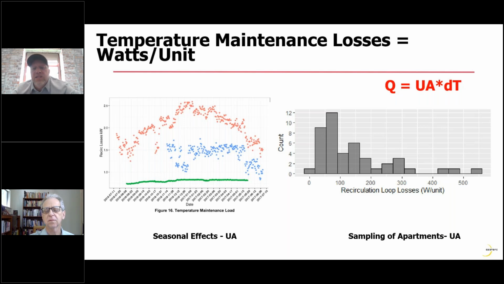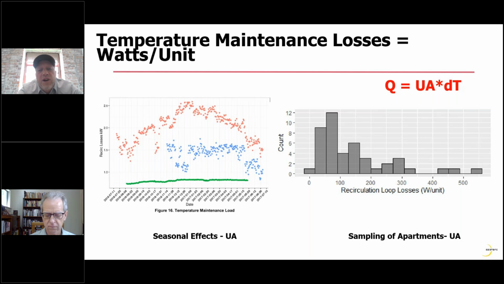The chart on the right was a sampling of temperature maintenance losses in an apartment. We've coined a term called watts per unit as a loss. So your total piping UA times the delta T across there would give you the heat loss rate out, and then that's divided by the number of apartments. If you look at this cumulative distribution plot, you can see that 70 to 80 watts an apartment is pretty typical. That's what we find for new construction.